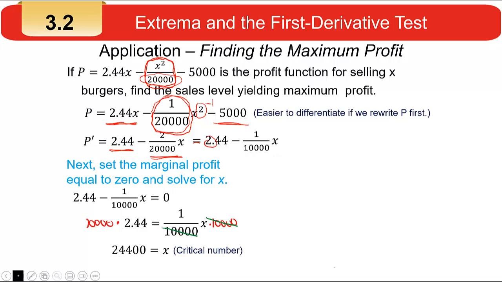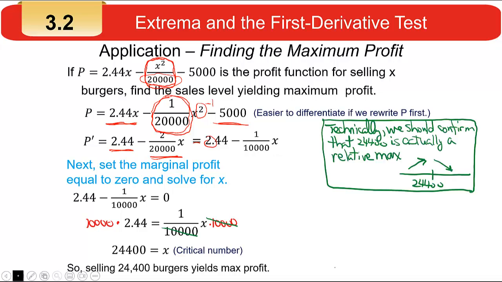That's the critical number. And in reality, you've answered the question. The sales yielding maximum profit is 24,400. So if you sell 24,400 burgers, given this profit function, it will maximize your profit. Now, instead of ending here, I want to say two more things.